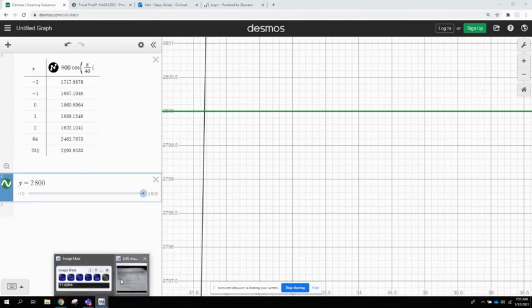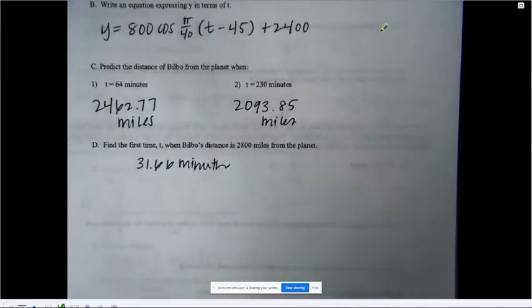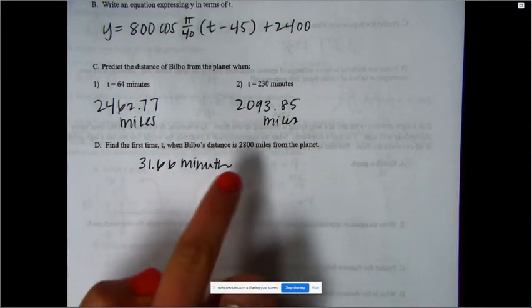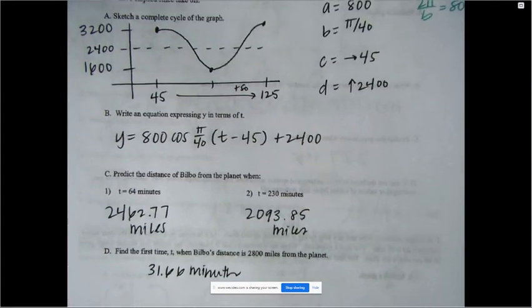So if I'm going to look back at my paper, here are the numbers that I got from the table, and here was the x value at 2,800 miles. And that's how we did sinusoidal functions.